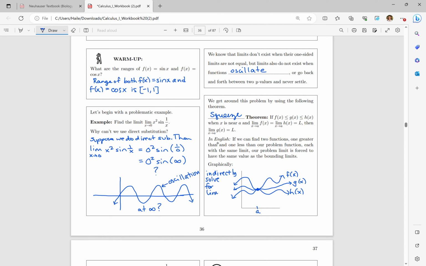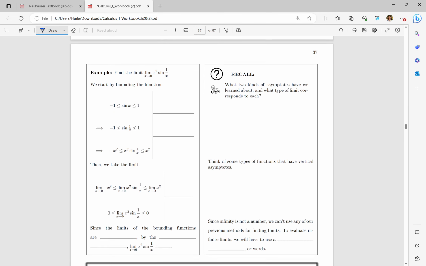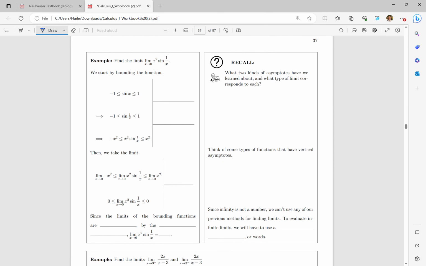And so this is kind of a new idea compared to a lot of the math that you've done up to this point. So let's see an example of how to do this. We're going to go back to that problematic example, but this time we're going to be able to solve it. Find the limit as x approaches 0 of x squared times sine of 1 over x.